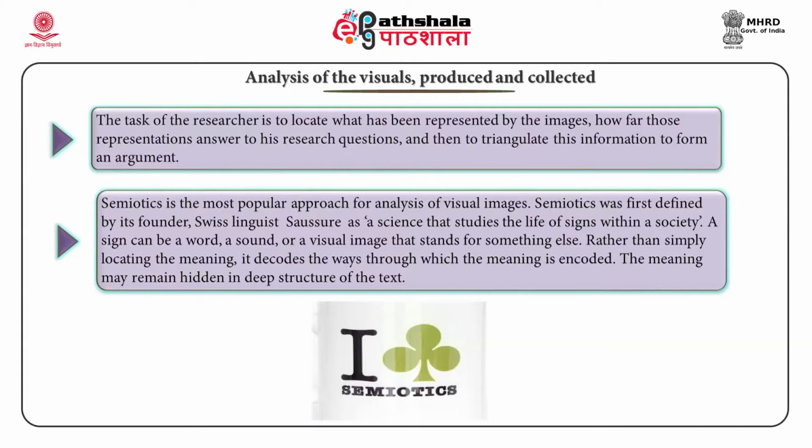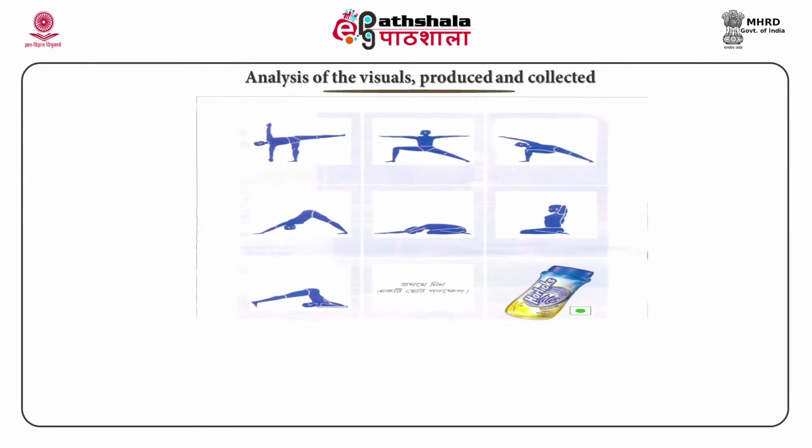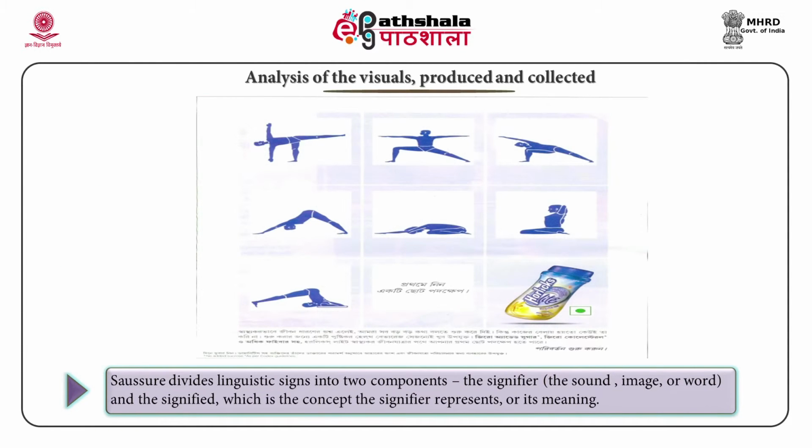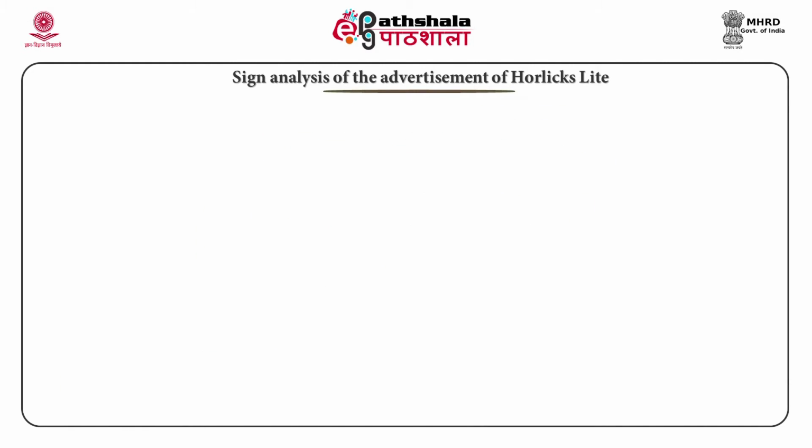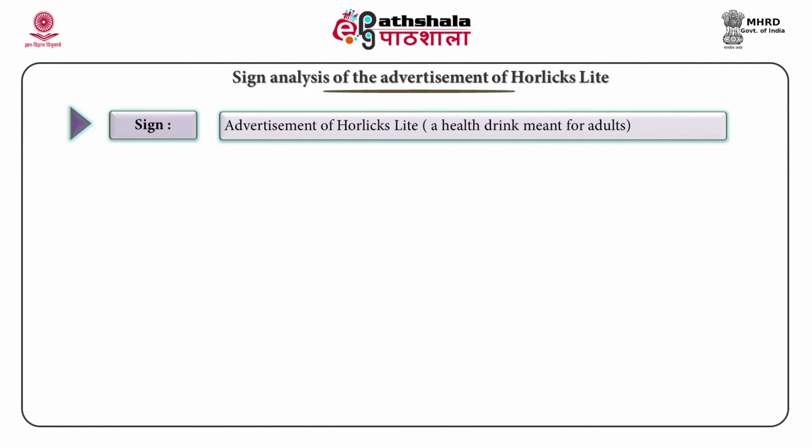The meaning may remain hidden in the deep structure of the text. Saussure divides linguistic science into two components: the signifier, that is the sound, image or word, and the signified, which is the concept the signifier represents, or its meaning. Now, see an advertisement image in the subsequent figure. Sign analysis of the advertisement of Horlicks Light. What is the sign here? It is the advertisement of Horlicks Light, a health drink meant for adults.